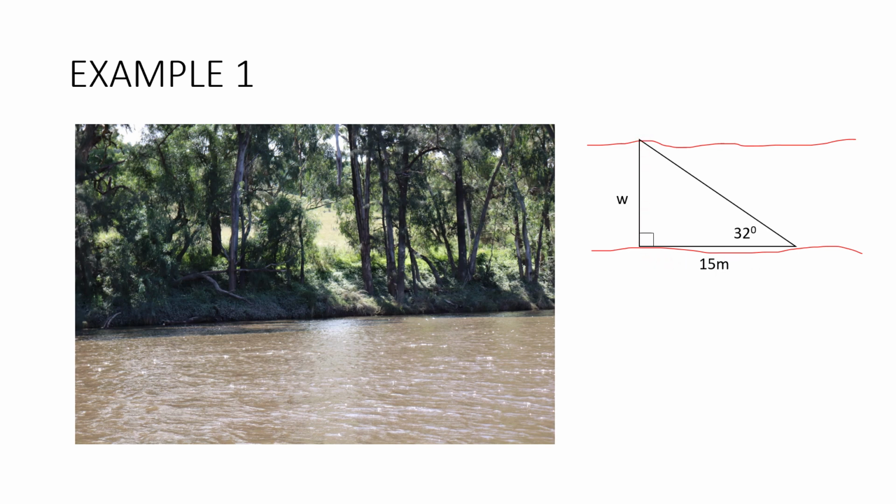of the river. In this case, we're going to use tan, and tan 32 is W over 15. Multiply both sides by 15, and we get 9.4 meters.